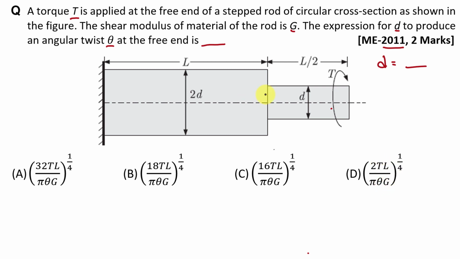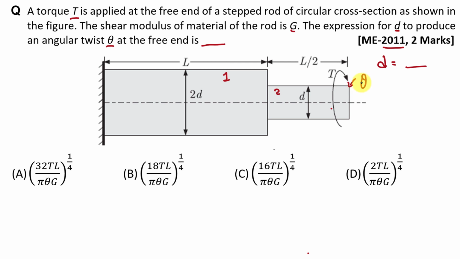Fine. In the figure you can see that there are 2 shafts attached in series connection. The diameter of the first part is 2d and the diameter of the second part is d. The length of the first part is L and the length of the second part is L by 2. We apply this twisting moment at this free end, and here this theta, meaning the angular twist, is at this end, means here the angular deflection is theta.